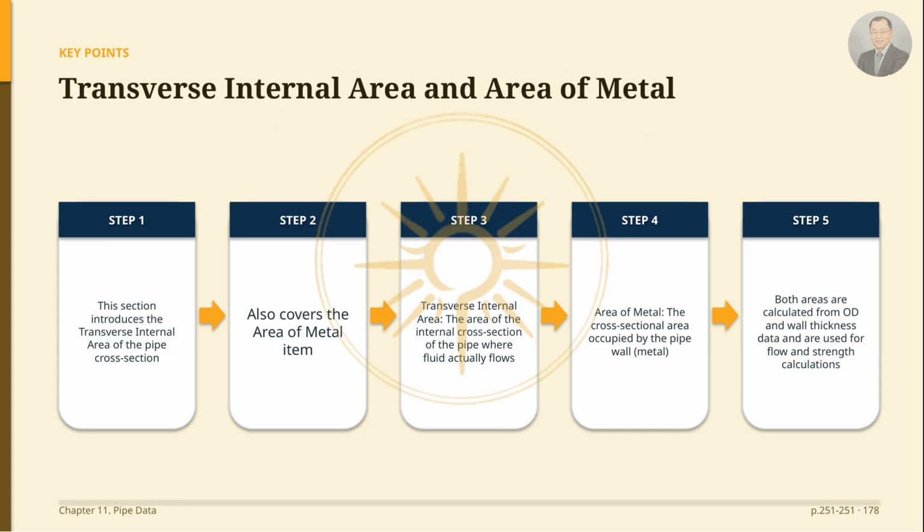In this section, I would like to introduce the transverse internal area and the area of metal items. The transverse internal area refers to the area of the internal cross-section of the pipe where the fluid actually flows. On the other hand, the area of metal refers to the cross-sectional area occupied by the pipe wall, the metal part. These two areas are calculated from the outside diameter and wall thickness data we looked at previously, and they are key values widely used in flow rate calculations and pipe strength calculations.